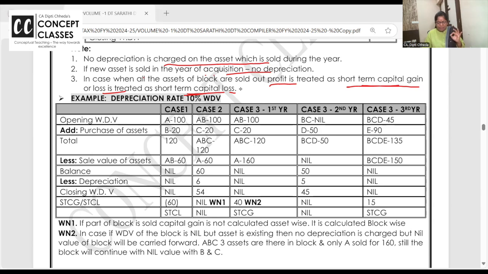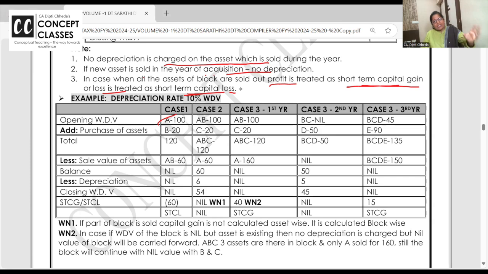Asset A was there for 100, B was added 20, so 120. A and B both are sold for 60. So definitely there's a loss. A and B both are sold, so balance depreciation is nil because both are sold. And there's a loss. A and B is 100, C is added 20, so A, B, C is 120. A alone is sold for 60.